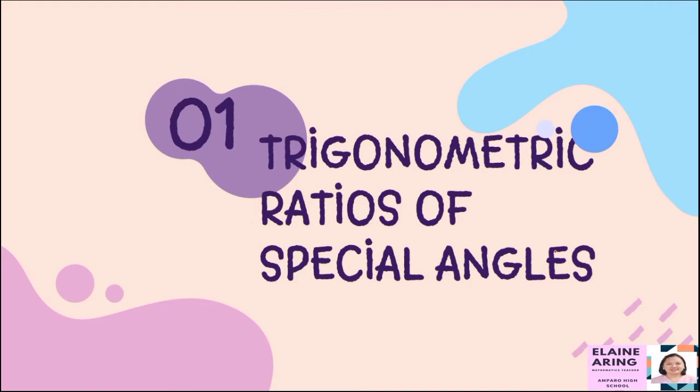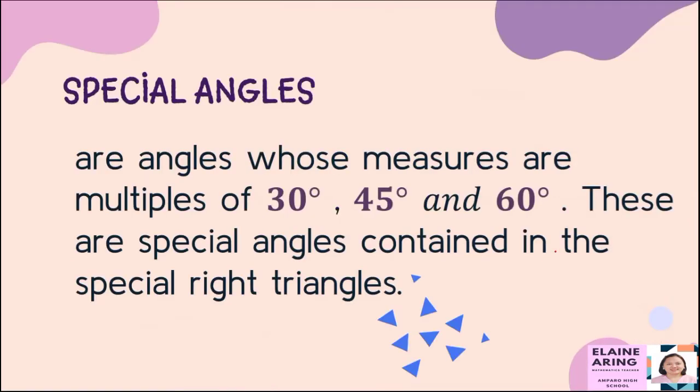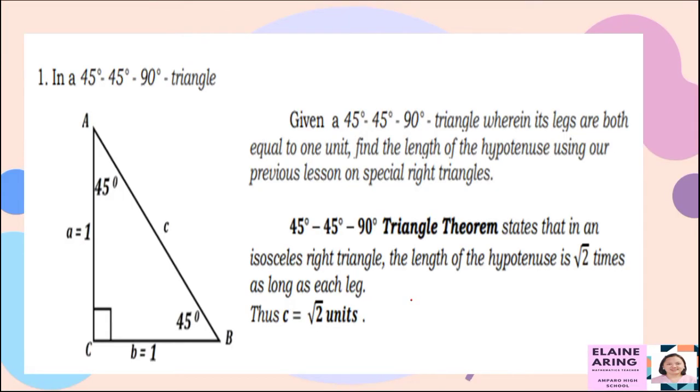Okay. So, our lesson 1 is about trigonometric ratios of special angles. What do we mean by special angles? These are the angles whose measures are multiples of 30 degrees, 45 degrees, and 60 degrees. These are special angles contained in the special right triangles. So, ito yon. Given a 45, 45, 90 degree triangle wherein its legs are both equal to 1 unit, find the length of the hypotenuse using our previous lessons on special right triangles.